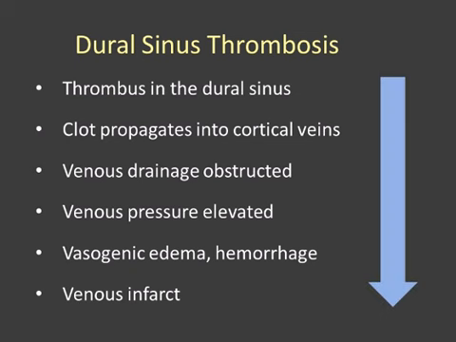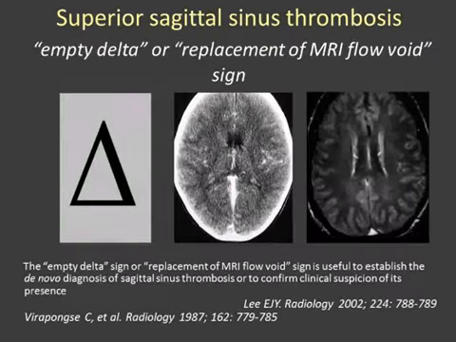What is happening in dural sinus thrombosis pathophysiologically? You have a thrombus in a dural sinus. Then this clot usually moves into a cortical vein. Then all of a sudden, venous drainage is obstructed. Venous pressure would start increasing. Then you will have a vasogenic edema. Finally, you have hemorrhage and extravasation, and then a venous infarct. That's why venous infarct is commonly hemorrhagic.